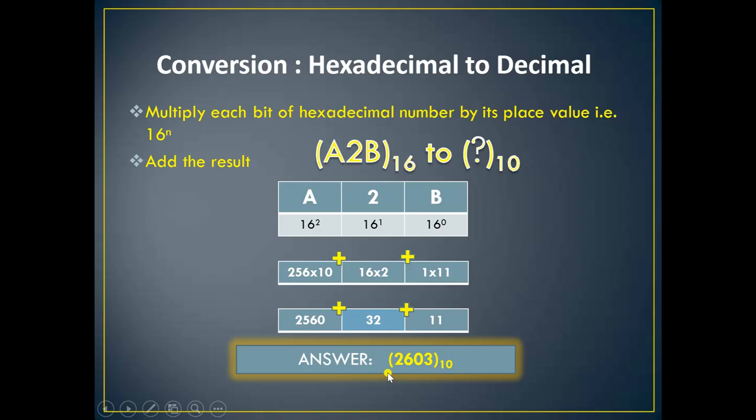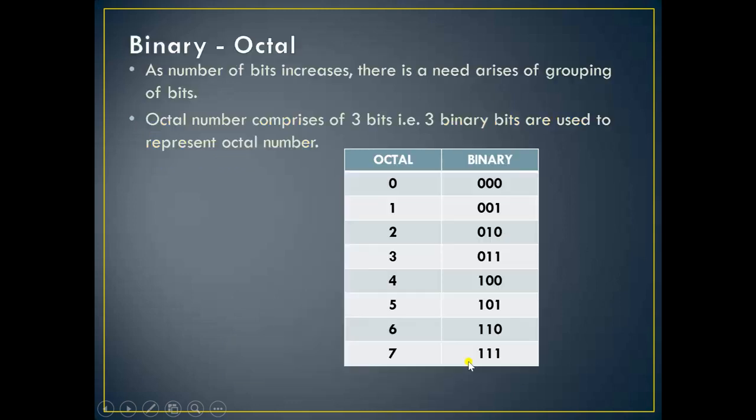Now hexadecimal to decimal. So you can see here this A to B. A represents 10, B represents 11. So you have to write it accordingly. Then you will get this result.